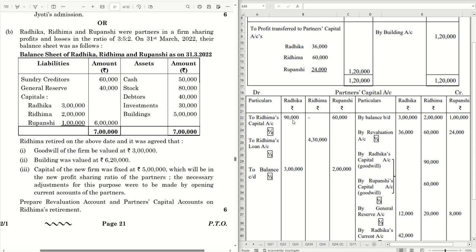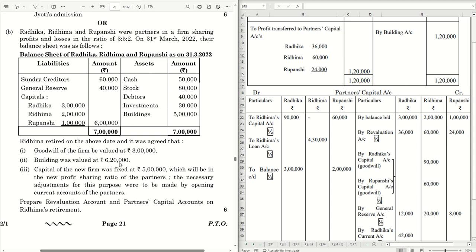In that case, 90,000 and 60,000 becomes the individual amount. That's why if you see here, by Radhika's capital account goodwill, by Rupanshi's capital account goodwill, the amount will be in Ridhima's column 90,000 and 60,000. And similarly to Ridhima's capital account, the entries will be under Radhika's and Rupanshi's account because their capital account is getting debited. You have to pass entries on both the sides and you have half mark allotted for each entry. So total 1 mark. Goodwill entry is done.